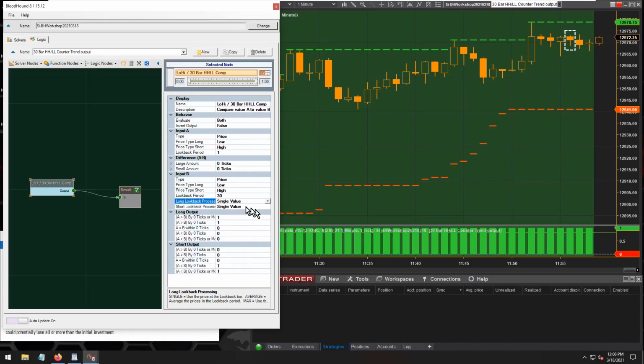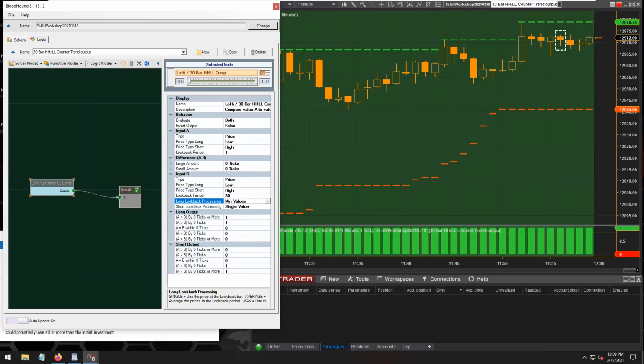So for a long output, let's pull that out. For longs, we're using low price. So for longs, if we want to find the lowest low of the last 30 bars, well, the look back processing needs to be looking for the minimum value, right? The lowest low is going to be the minimum low value of the last 30 bars, right? And so the short processing is going to be the opposite. We want to look at the max value.